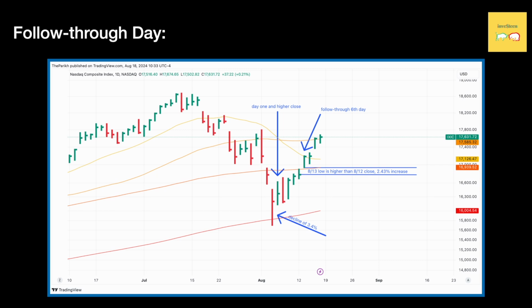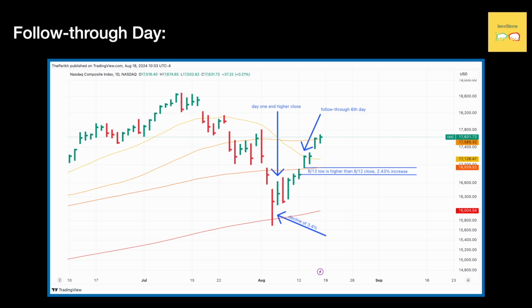William O'Neill mentions follow-through days quite a bit, and simply put, it occurs when a major index like the Nasdaq rises significantly on higher volume than the previous day, typically between the 4th day or 7th day of a market rally attempt. I actually have an example of a follow-through day that was just 4 to 5 days ago.